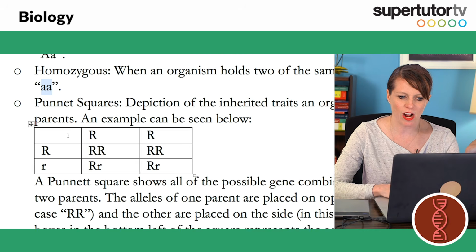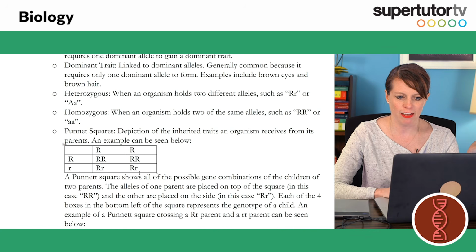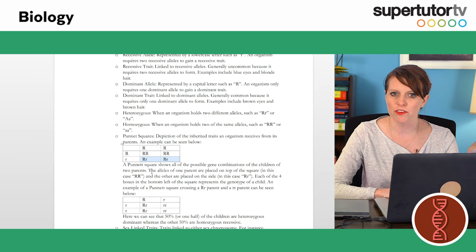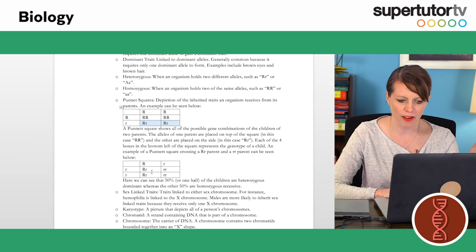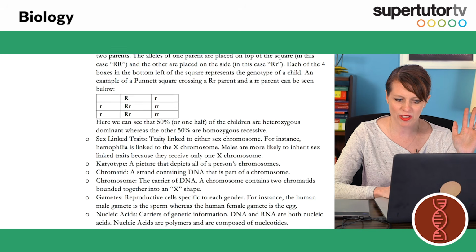Punnett squares. This is how we do a cross. So if I have a dad that has RR and a mom that has RR, we can cross these using this Punnett square and then see what the probability is that their kids would have different patterns of genotypes. So they could have a 50% chance that they have RR, right? And a 50% chance that they have big R, little r. And that's what a Punnett square helps us figure out, okay? That's all that is. And you need to know how to run these. If this is rusty, go look it up.